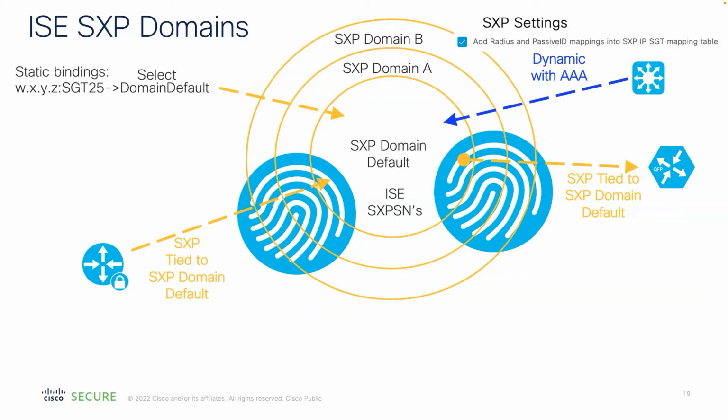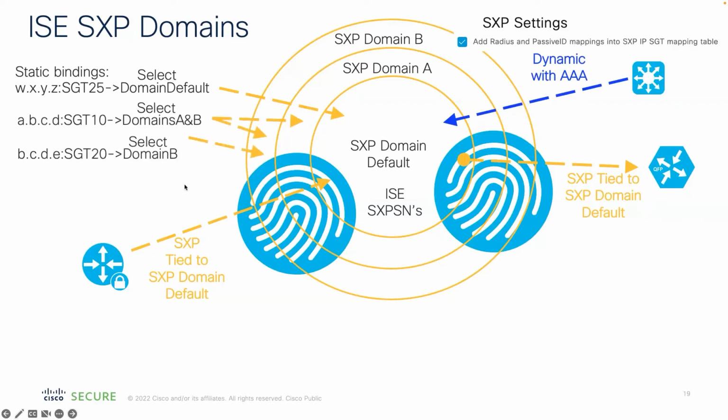You just have all the mappings in your default domain and you send them out through your SXP connections, which are terminated within the default domain. Now, just to complicate things, you don't have to use the default domain.